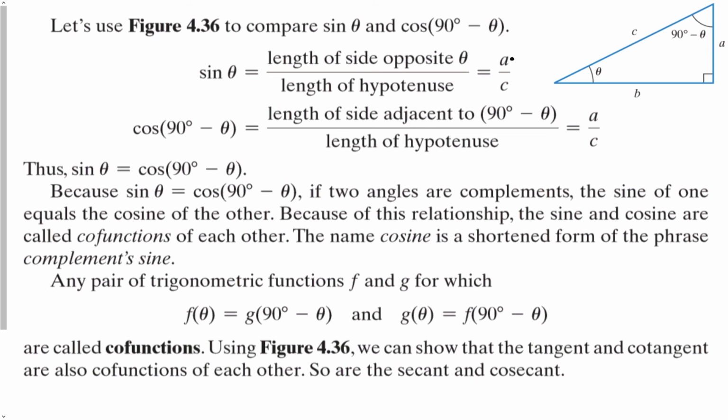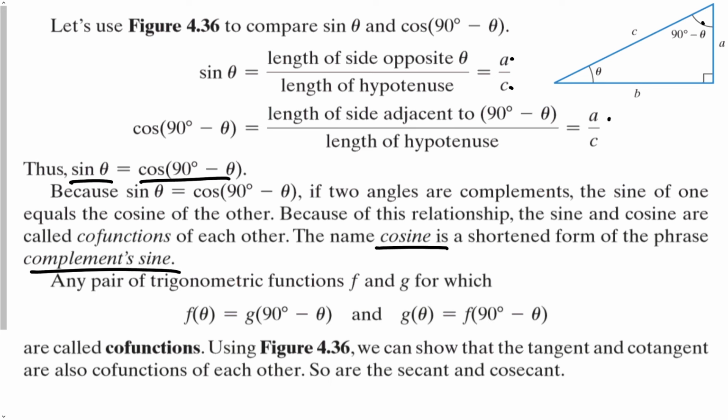The sine is going to be A over C. The cosine of this angle up top is going to be A over C as well. So therefore, the sine of theta is equal to the cosine of the complement of theta. And if you ever wondered why one is called sine and the other is called cosine, cosine is a shortened form of the phrase complement's sine, cosine. And they happen to be called cofunctions of each other.